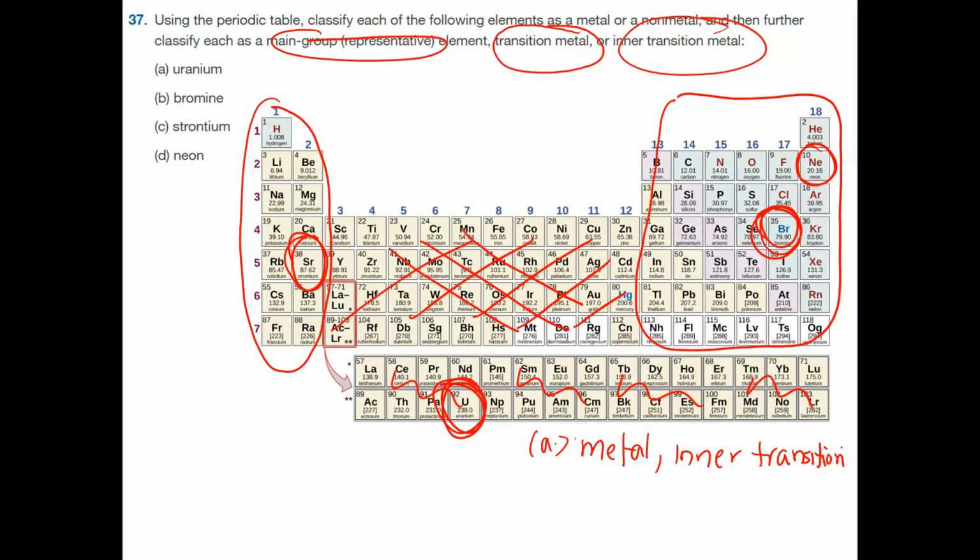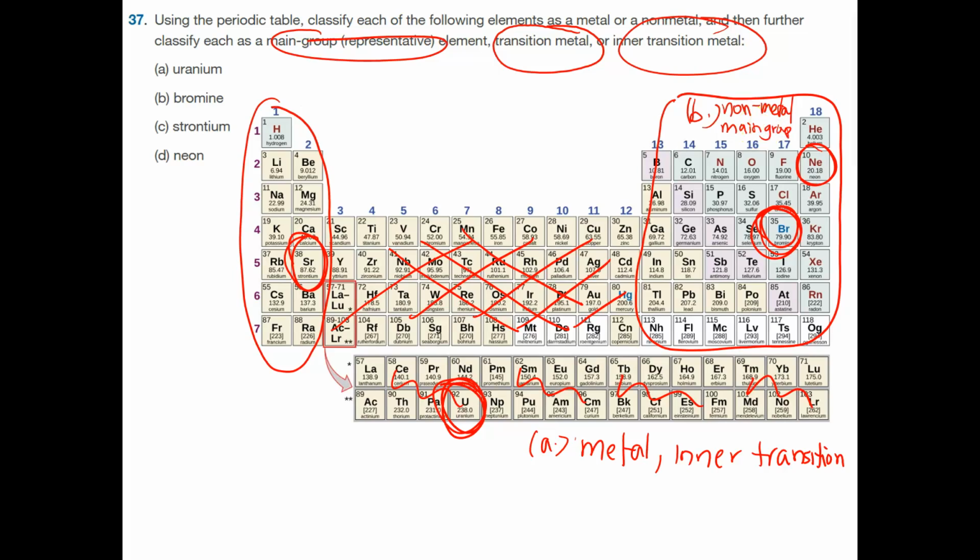Okay. Now, bromine up here, B for bromine. It is definitely a non-metal. It's over there on the far right of the periodic table, so it's a non-metal. And group 7A are part of the main group. So we're going to classify that as being in the main group.